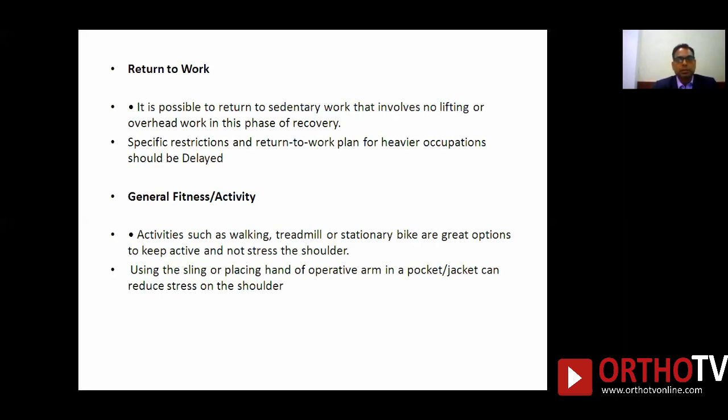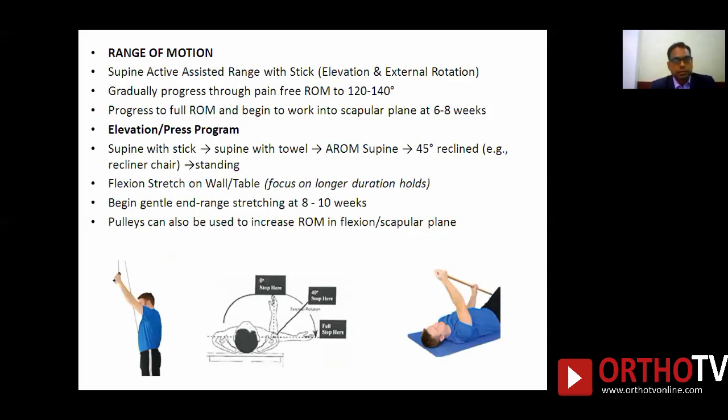Using the sling, or placing the hand of the operative arm in the pocket or jacket, can be allowed because that will reduce the stress on the shoulder. So, range of motion in the second phase: the supine active assisted range of motion with the stick can be started. That stick can be used for the elevation as well as external rotation.